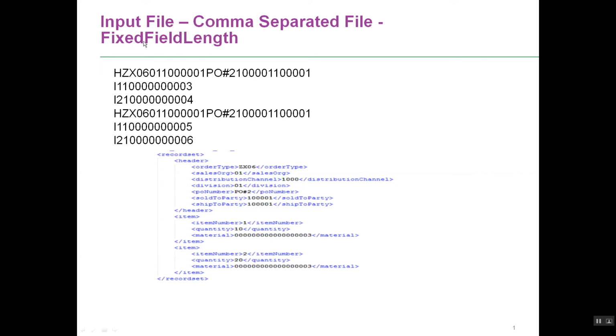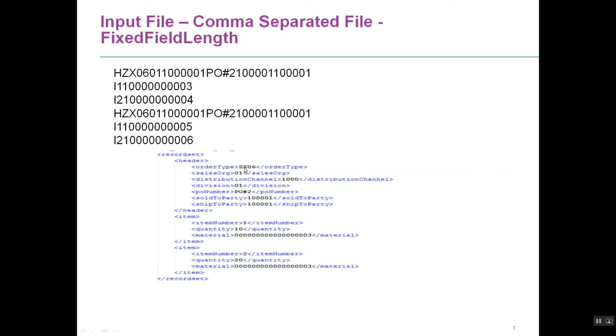What is a fixed field length file? A fixed field length file is a file where each field has a fixed length. So from the perspective of the scenario that we built, an order type is always 4 characters long. A sales organization can be defined as something that is always 2 characters long. A distribution channel is always 4 characters long, and so on. So a fixed field length file is a file where all the fields have defined lengths, and those fields come in those defined lengths.